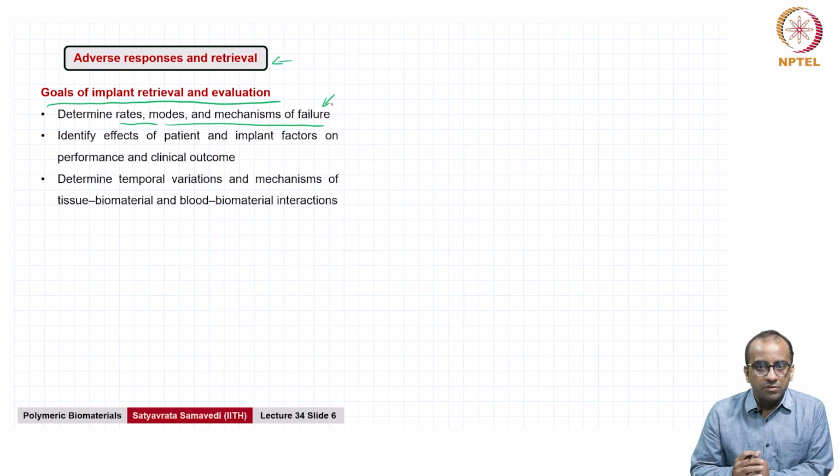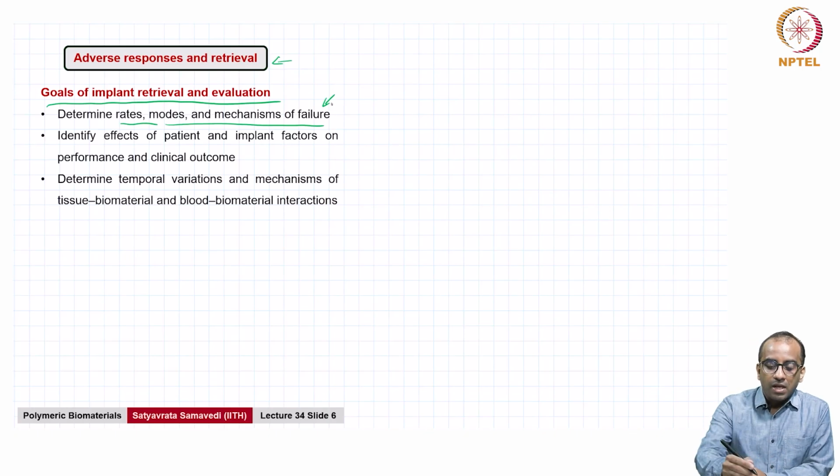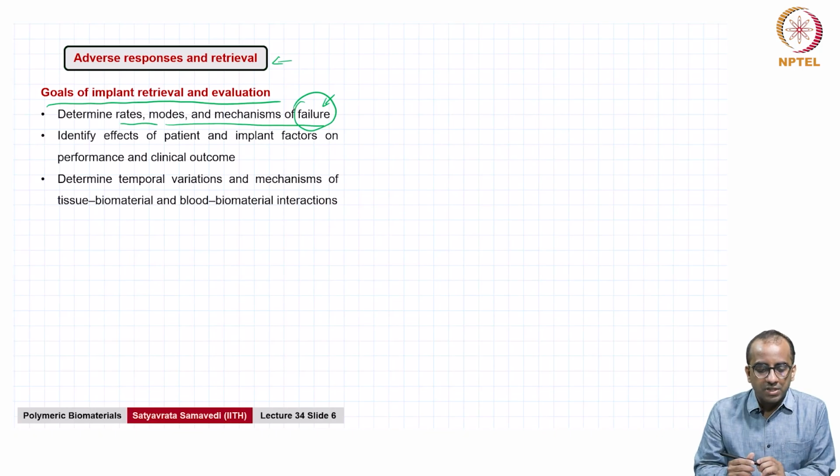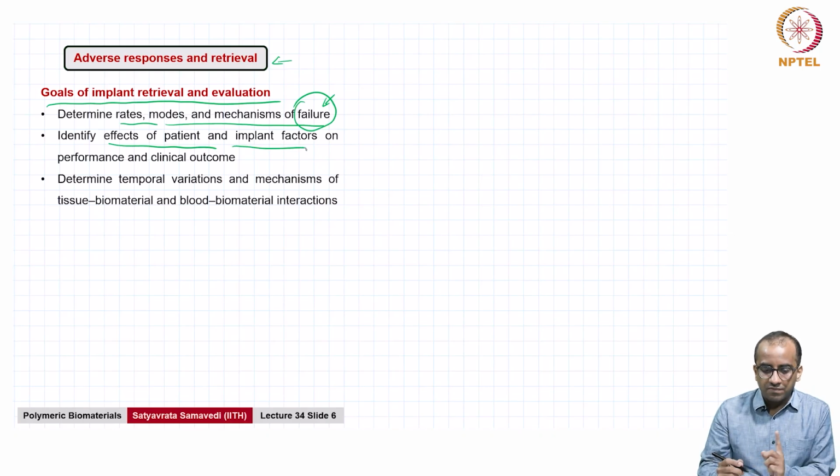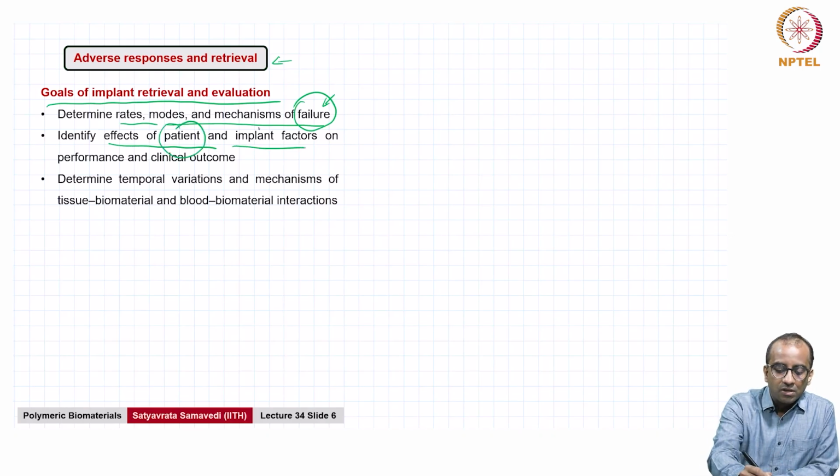With time it can deteriorate. But if that risk is known in advance, then they can be taken out before they completely fail, and the patient can be fitted with a new valve. So, failure here is sort of a broad term, and that is how we are using that word here. The goal here is to identify the effects of patient and implant factors, very important, both patient and implant.